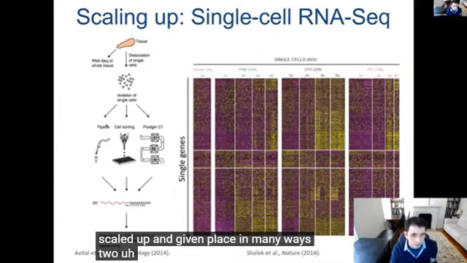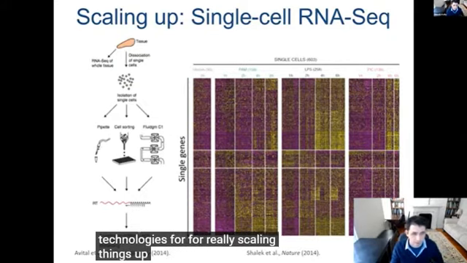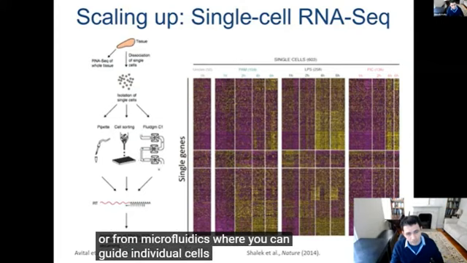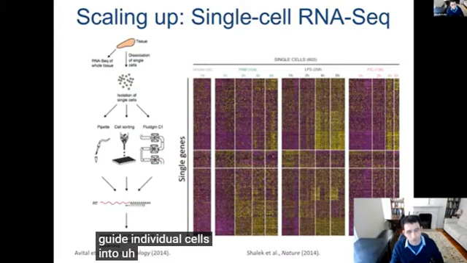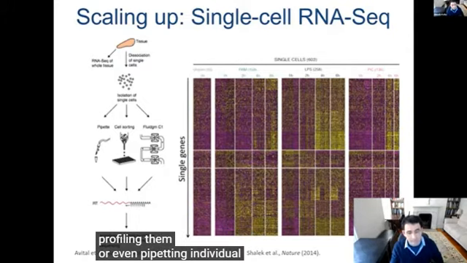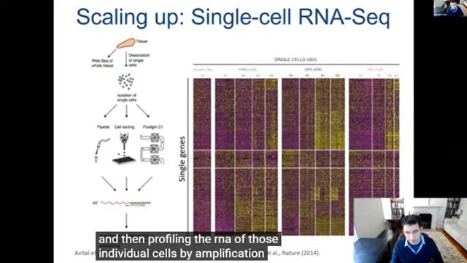to very different technologies for really scaling things up, either through cell sorting, where you can basically sort individual cells and then put them in wells, or through microfluidics, where you can guide individual cells into the right place for profiling them, or even pipetting individual cells and then profiling the RNA of those individual cells by amplification.